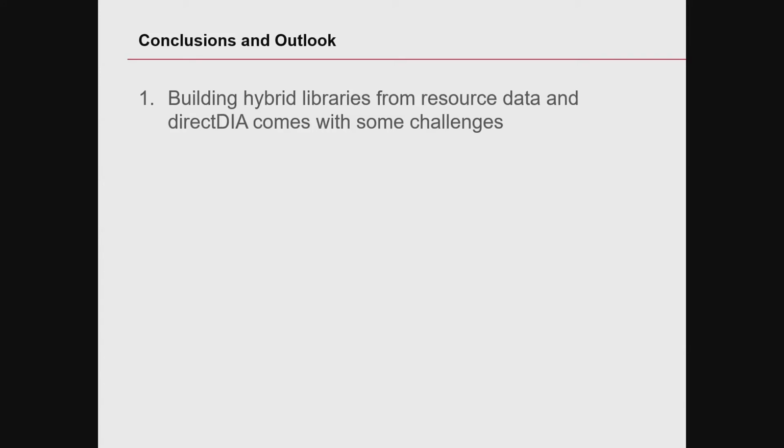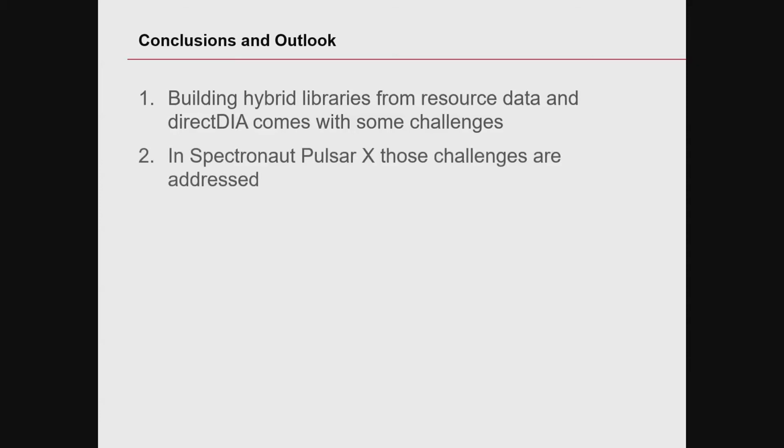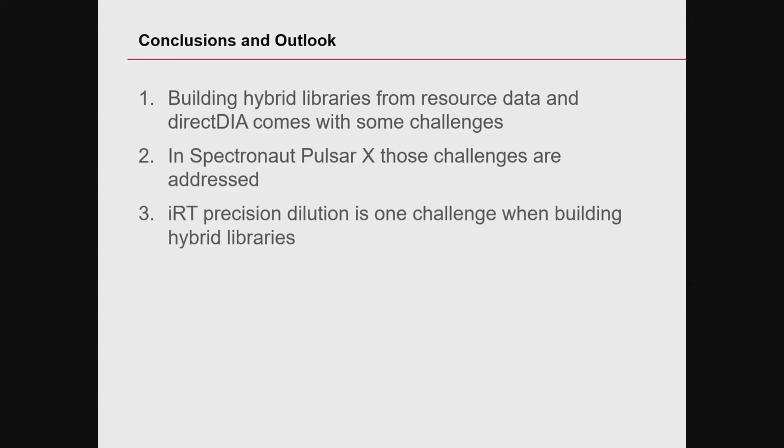So in terms of the conclusions, building hybrid libraries from resource data and directly analyzing the DIA data comes with some challenges, and these have been basically addressed in the latest release of Spectronaut. One of those challenges is the dilution of the iRT precision, which has an impact on the reproducibility of quantitation, as I have shown. And this tiered iRT approach can solve this issue.